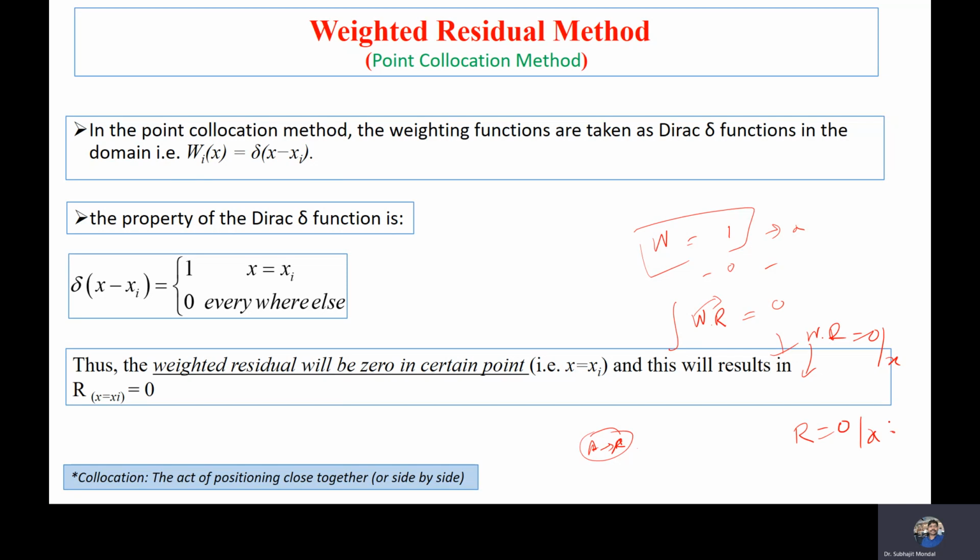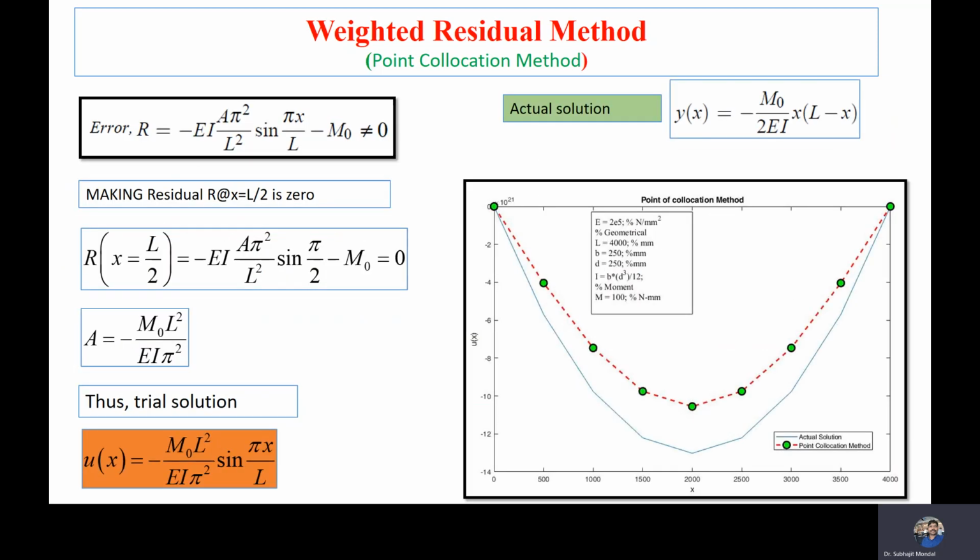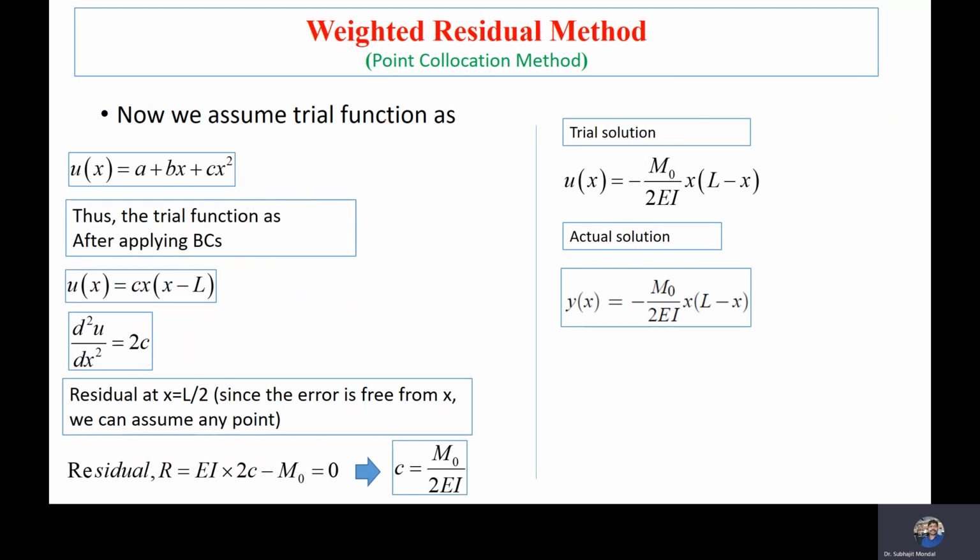Here we'll take one example problem and see how we can do that. We'll assume our trial function as a polynomial function. In the last video we assumed our trial function as a trigonometric function and saw how to solve that problem. Now we see how to use the collocation method to minimize the error at the selected point. Again, let me repeat: the trial function should also satisfy the boundary conditions that our actual problem is satisfying.